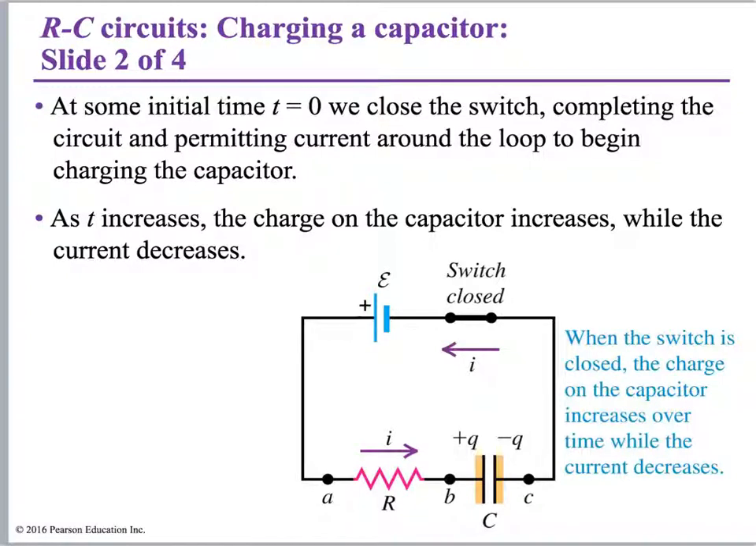Part of that is because there's a potential drop across the resistor and a potential drop across the capacitor. The sum of these has to be equal to the EMF of the battery. As the capacitor becomes more and more charged, this is going to get bigger, which will require the potential drop across the resistor to get smaller, and the only way for that to happen is for the current to decrease. So this is a case where things are going to be depending on time.